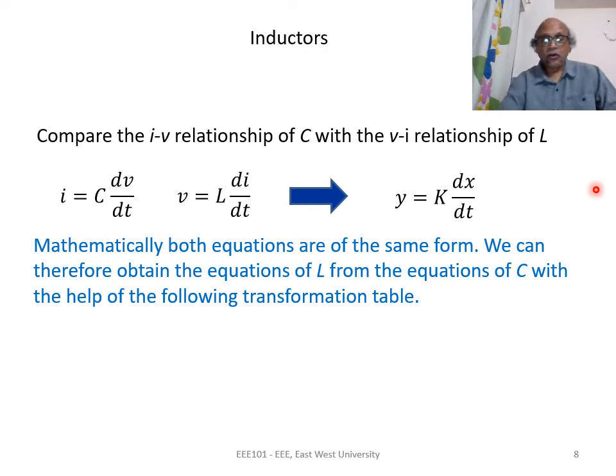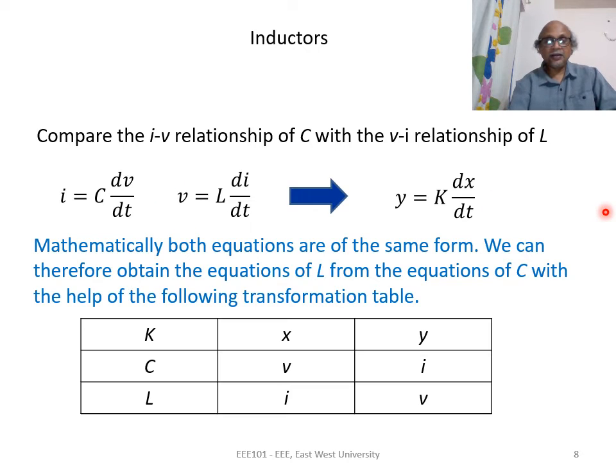Okay, so how do we map y equal to k dx/dt for the capacitance or for the inductance? By using this table. For a capacitance, K is equal to C, Y is equal to I, X is equal to V. For an inductance, K is L, Y is V, and X is I.